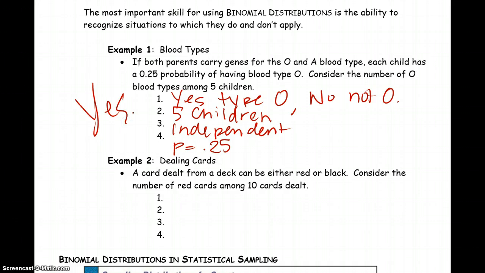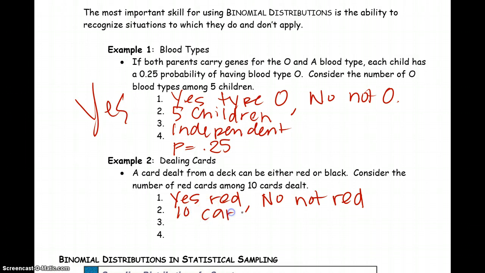So do example 2. Hit pause, let me know when you're ready. So a card is dealt from a deck can either be red or black. Consider the number of red cards among the 10 cards dealt. So, yes, it's either red or no, it's not red. So that criteria is met. Fixed number of observations, yes there are. There's 10 cards dealt.